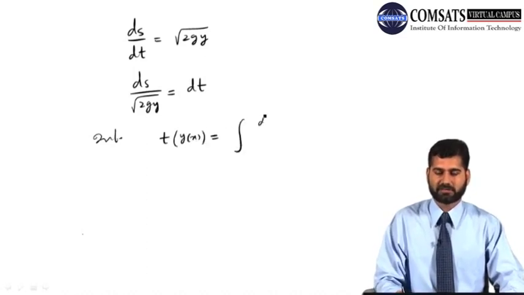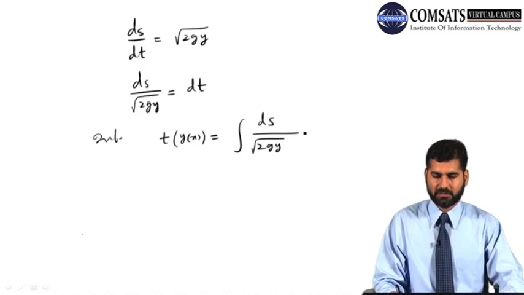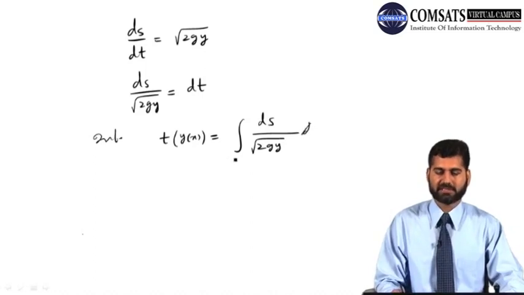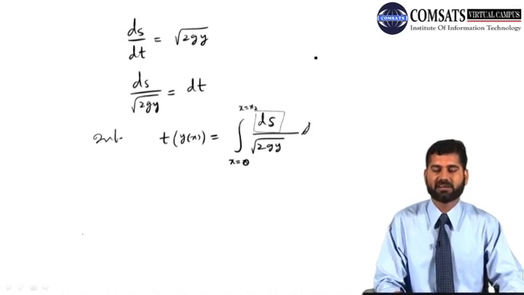If you integrate, you will get t as a function of y(x) is equal to the integral of this whole thing, ds over square root of 2gy, right? And x goes from 0, x1 is 0, to x is equal to x2. Alright, now where is s? We are integrating with respect to s. This s is the distance along the curve. s is the distance along the curve from here to here.